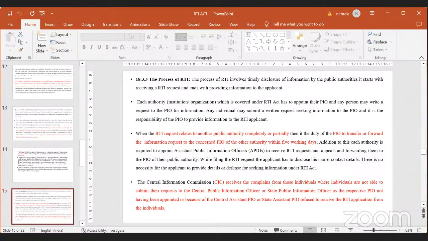The Central Information Commission receives complaints from individuals who are not able to submit their request to the Central Public Information Officer or State Public Information Officer, as the respective PIO has not been appointed, or because the Central Assistant PIO or State Assistant PIO refuses to receive the RTI application from the concerned individual.